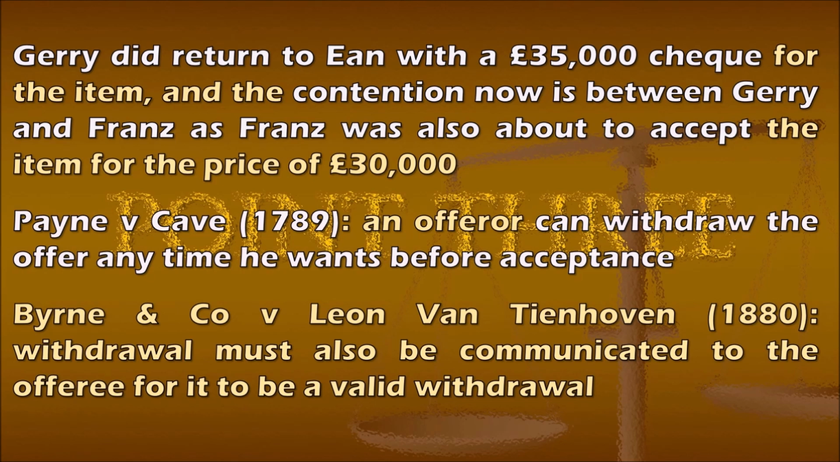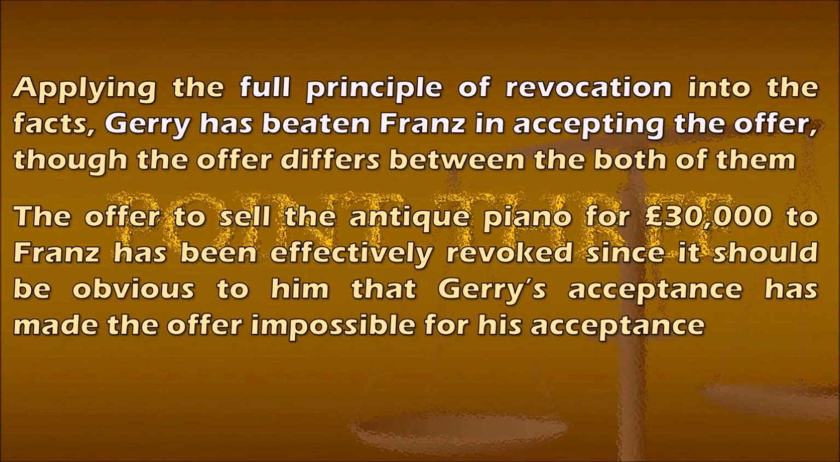As mentioned earlier, under the case of Payne versus Cave, 1789, an offerer can withdraw the offer anytime he wants before the acceptance. Apart from that, the withdrawal must also be communicated to the offeree for it to be a valid withdrawal, as per the case of Byrne and Co. versus Leon Van Tienhoven, 1880. Applying the full principle of revocation into the facts, Jerry has beaten Franz in accepting the offer, though the offer differs between the both of them. Therefore, the offer to sell the antique piano for £30,000 to Franz has been effectively revoked, since it should be obvious to him that Jerry's acceptance has made the offer impossible for his acceptance.